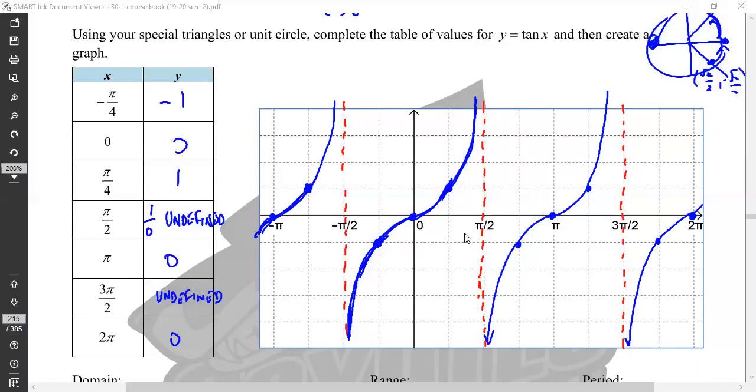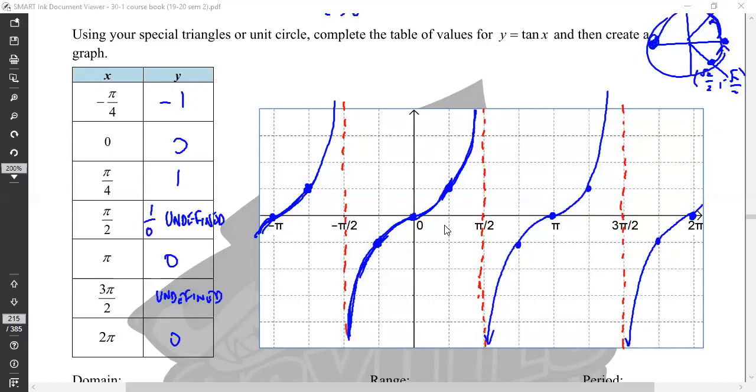Now, what was the period when we had sine and cosine? The period of that whole wave was 2 pi. What's the period of this going to be? How long does it take for you to repeat one full cycle? From negative pi over 2 to positive pi over 2. So that's going to be another thing that's different with this graph. But that's what she looks like.